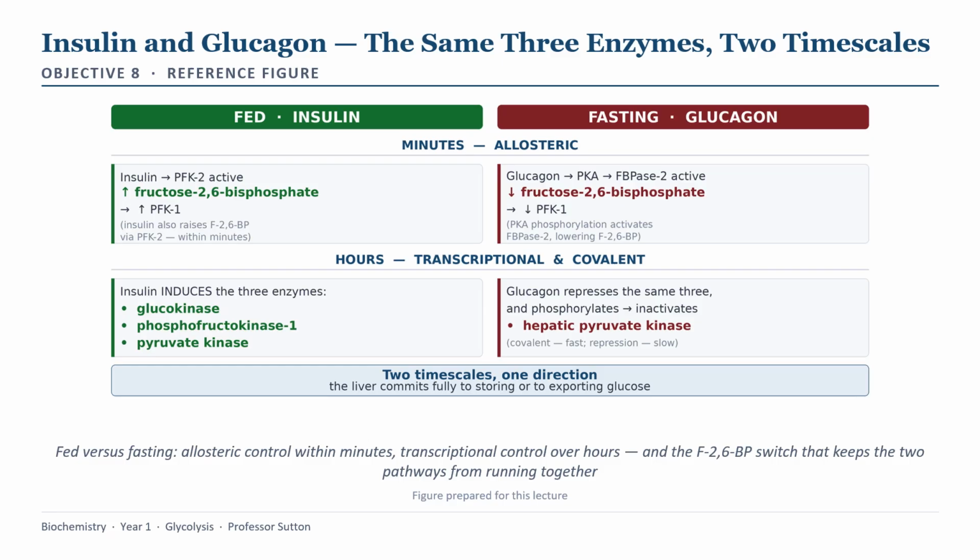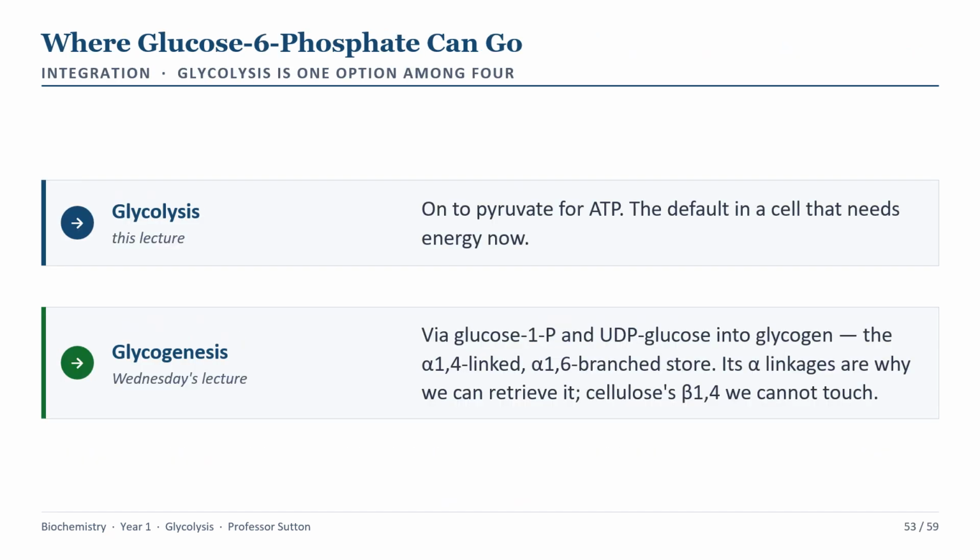FBPase1 we'll study later. Note the three enzymes named on both slides are the same three: glucokinase, PFK1, pyruvate kinase, the control points. And the hormone figure consolidates the 2 time scales. Allosteric control through fructose 2,6-bisphosphate within minutes. Transcriptional induction over hours, acting on the same three enzymes. This slide is the spine of the whole week. Every remaining carbohydrate lecture is one of these 4 hours.